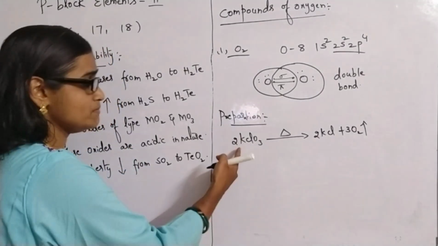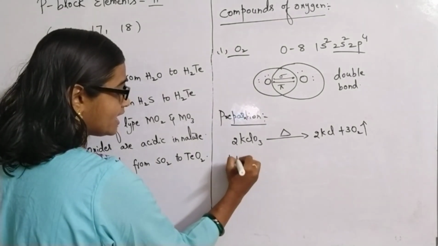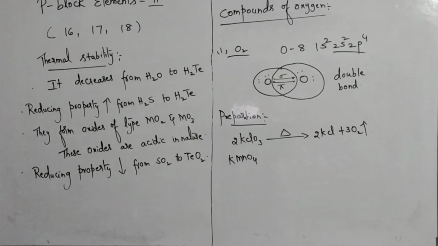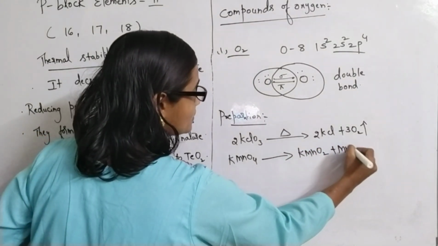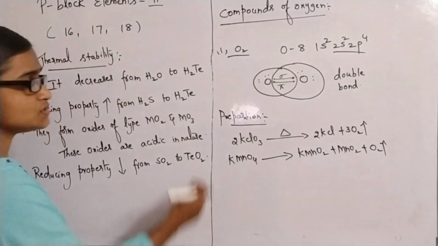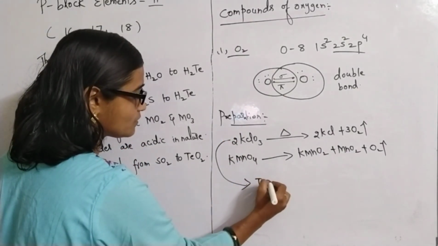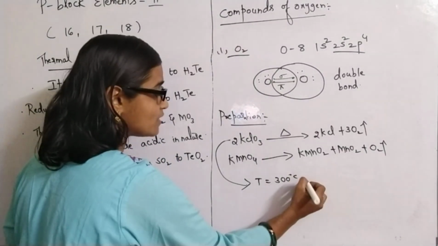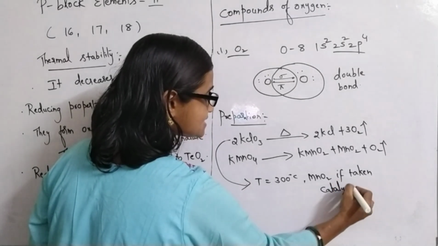So oxygen gas is liberated by thermal decomposition of potassium chlorate, KClO3. Even if you take potassium permanganate, KMnO4, a pink colored salt, and decompose it, you get potassium manganate, manganese dioxide and oxygen. For 2 KClO3, it requires around 300 degrees centigrade temperature. But if you take manganese dioxide, MnO2, as catalyst, then the reaction can happen.